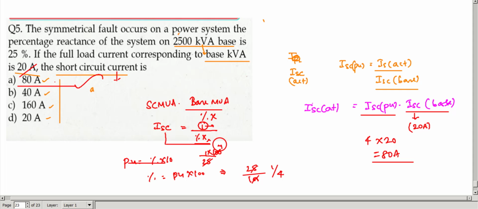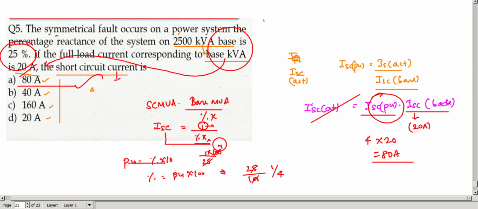So see here, the short circuit current is in amperes, so it is in actual value. These two are in base values. So per unit value equal to actual value by base value. Corresponding to base value I have a current. I want per unit value, then I get actual value. So to get the per unit value, the reactance is given. The per unit value equal to 1 by percentage reactance value.